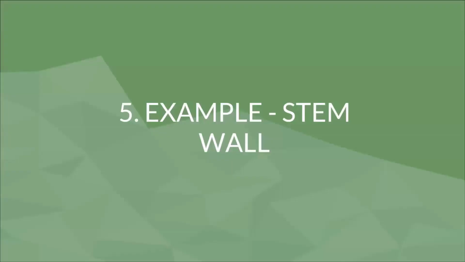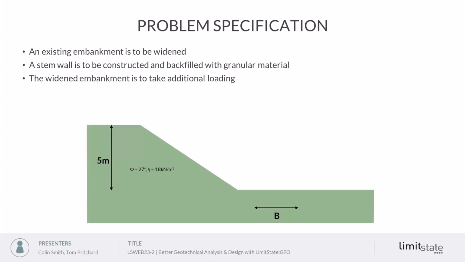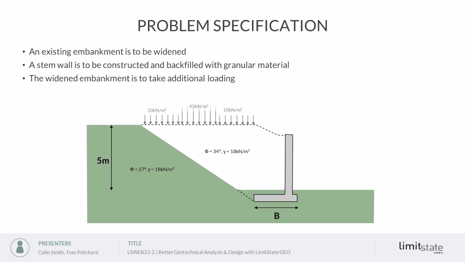And we'll illustrate that through the example of a stem wall construction. So our problem is that we have an existing embankment, which we need to widen. The soil properties of the existing embankment: angle of friction 27 degrees, unit weight 18. And we're going to construct a stem wall and then backfill inside that with stronger material. That will then allow us to take some additional loading, which might be for a road or a railway.